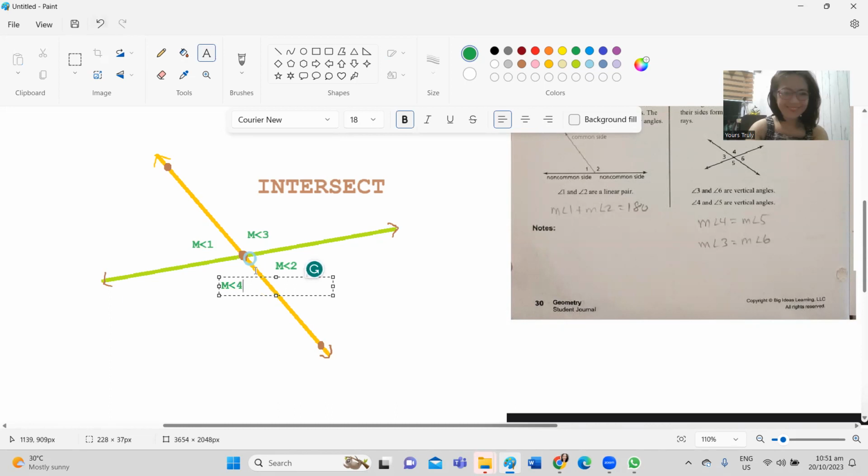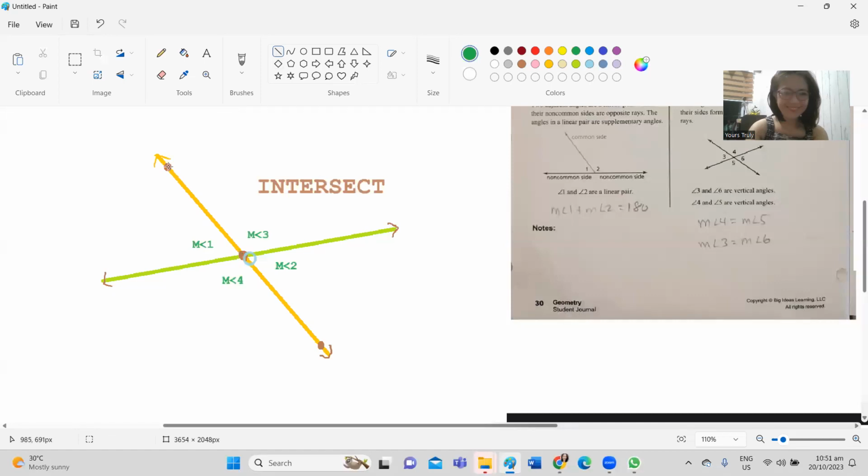And these are called opposite angles. But here, we don't say opposite, we say vertical angles. Why vertical? Because two opposite rays meet at a common vertex. So that's why opposite angles.